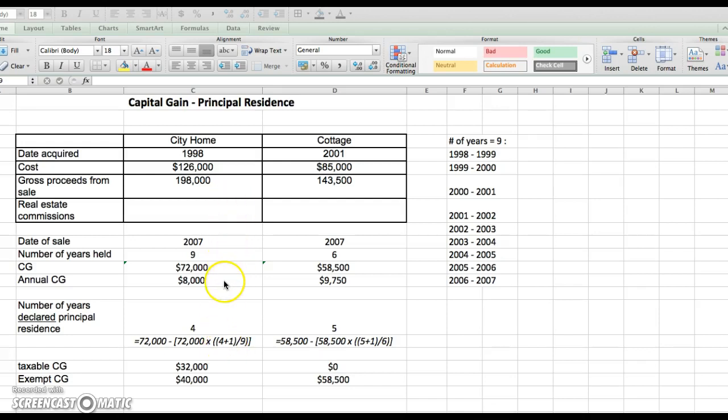So if we come to the city home, we're going to designate it for 4 years plus 1, and that will give us 5 over 9 times 72,000. So 5/9 of the time that we own this city home will in effect become tax exempt. So in total, the total taxable capital gain will only result in a taxable capital gain of $32,000 because we've managed to achieve an exemption on $40,000 on the city home. And obviously that $32,000 would be included in income at 50% taxable rate.